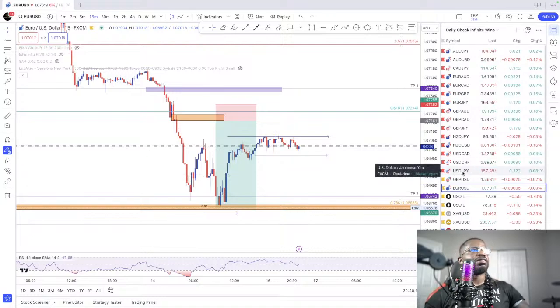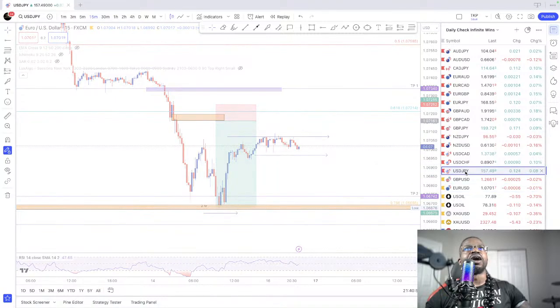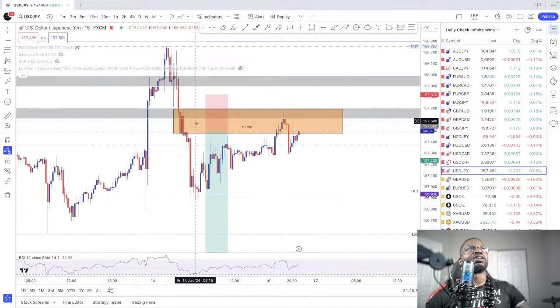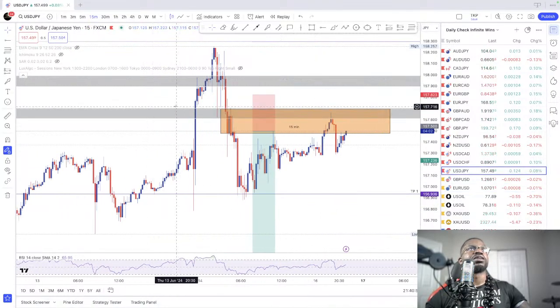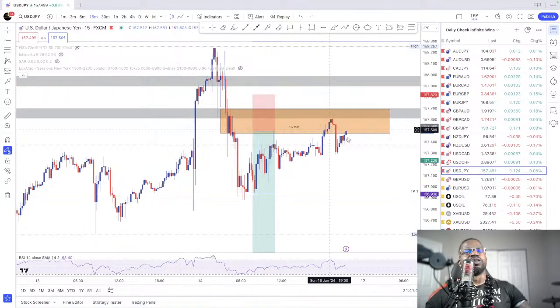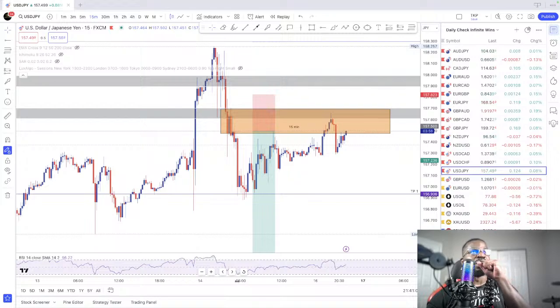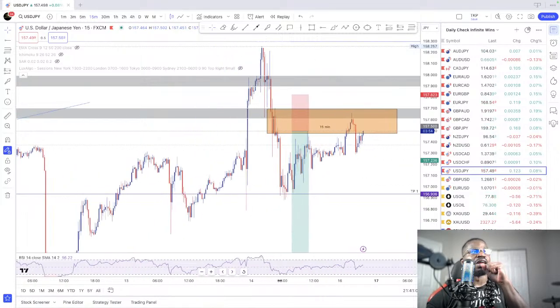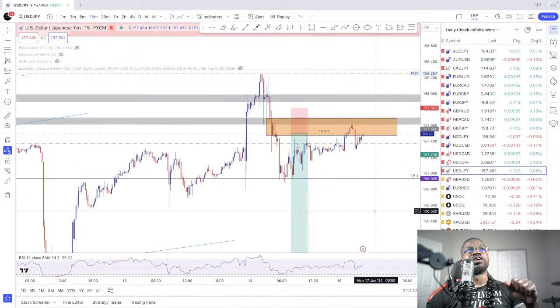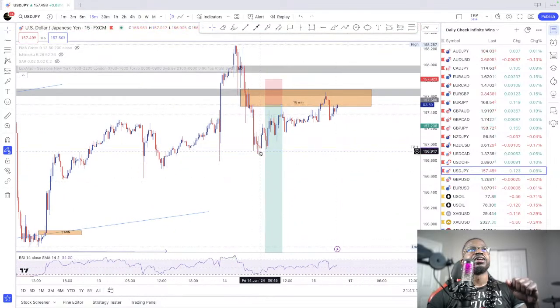The indices and I believe USD JPY created higher highs at the end of last week. Oh no, it was just the indices. Okay. So we entered this sale last week on USD JPY. TP1 got hit, and now it's back playing around our entry.